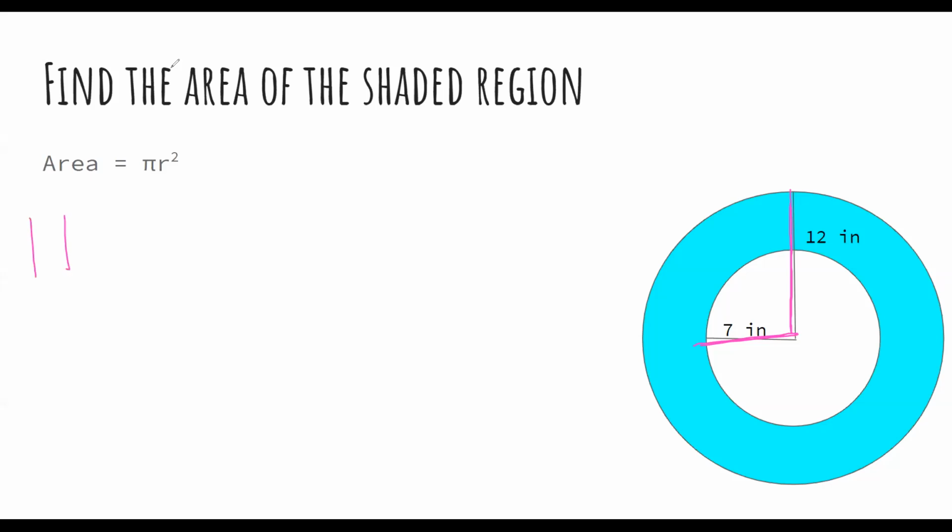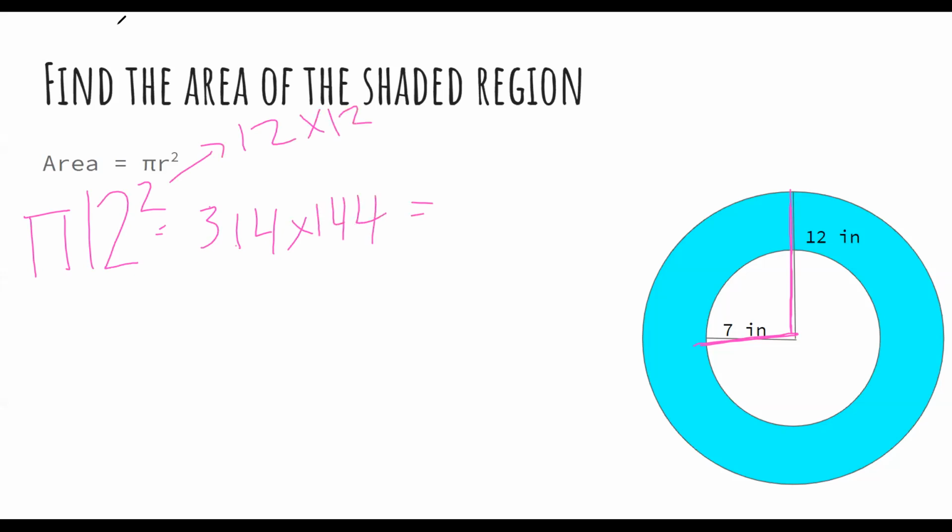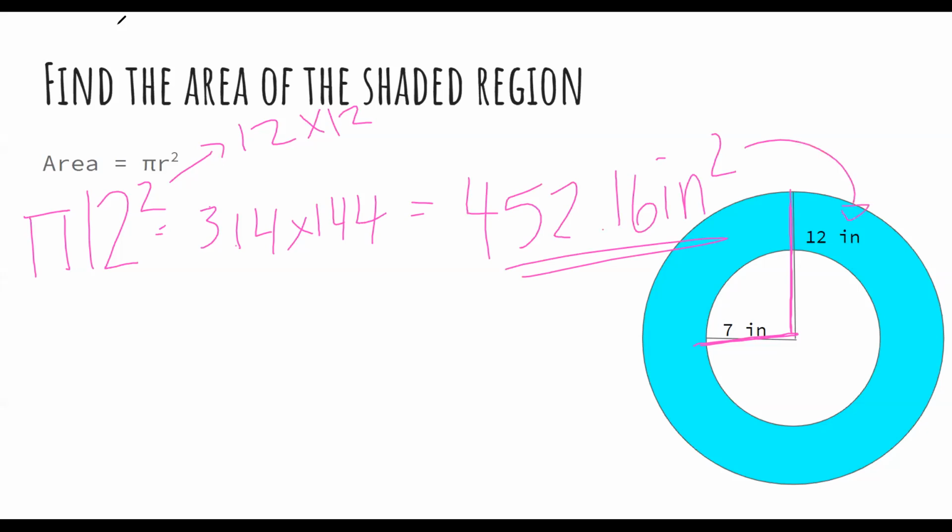So I have pi times 12 squared. Pi, I'm going to go ahead and convert to 3.14. And then I know that 12 squared is 12 times 12, which is 144. So then I'm going to multiply 144 times 3.14, and I get 452.16, and this is inches squared. So this is the area of this big circle right here.